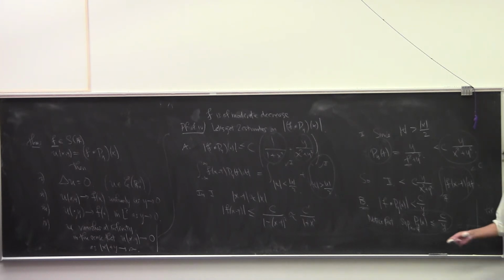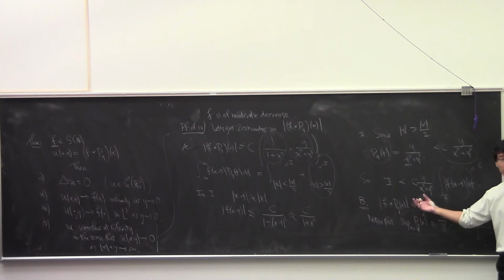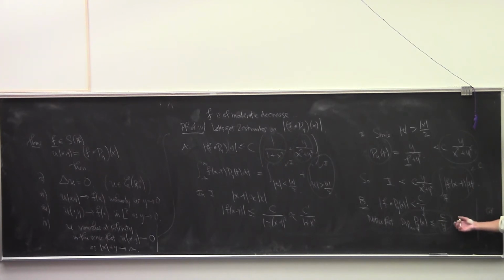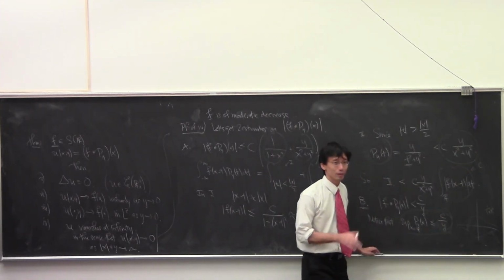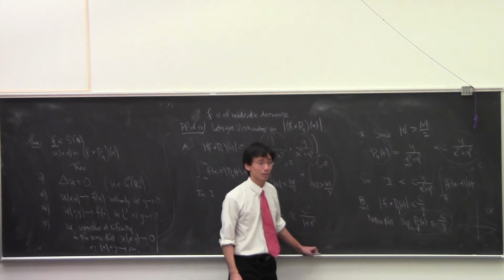Why does this make sense? Well, think about convolution. Convolution is sort of averaging, right? And when you're basically taking a weighted average of the C over y, it's basically going to give you C over y. Anyway, if you want, I'll work out the details, but that's roughly how it works.